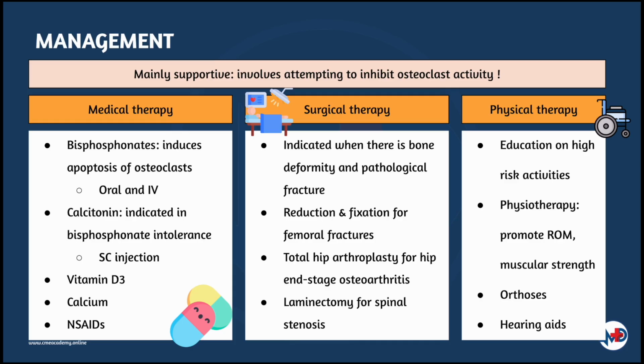Second-line drugs are calcitonin, which is less effective as compared to bisphosphonates and is indicated in bisphosphonate intolerance or when bisphosphonate use is contraindicated. It is administered via a subcutaneous injection and has been shown to partially heal lytic lesions in Paget's disease but rarely normalizes bone turnover. Adverse effects commonly reported are facial flushing, nausea, and tachyphylaxis.